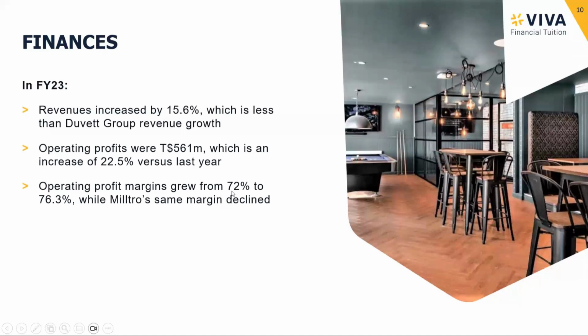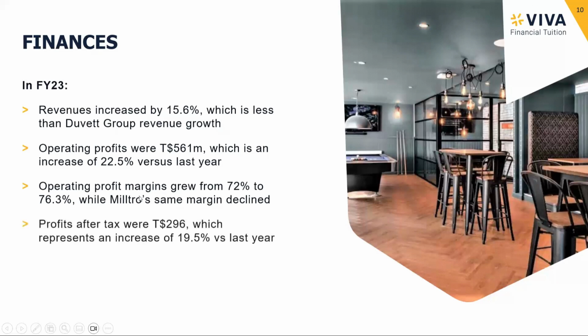have grown from 72% to 76%, while Dovett's, I've made a mistake there in my slide, has gone down slightly. So Flathall's margins growing is good. We can see they've got good cost control, but again, what might happen in the exam day?